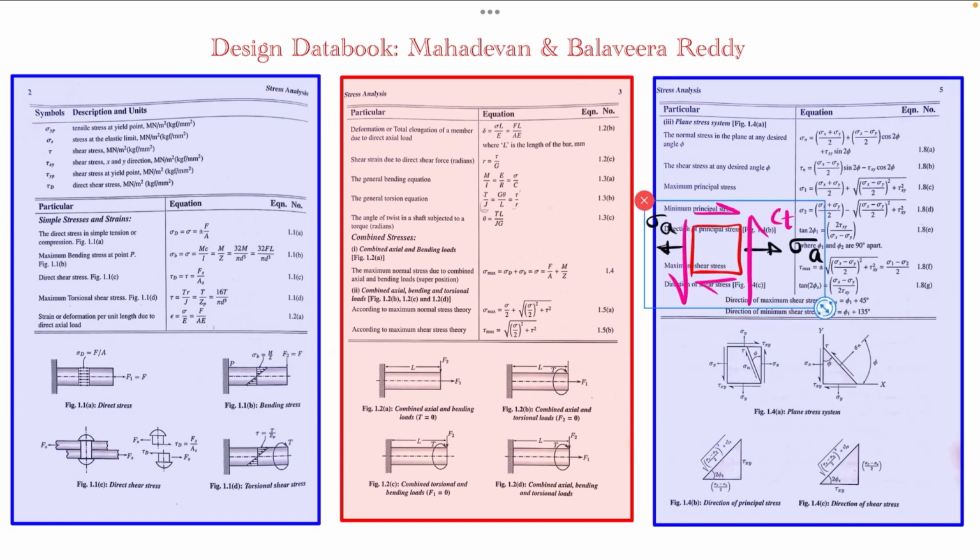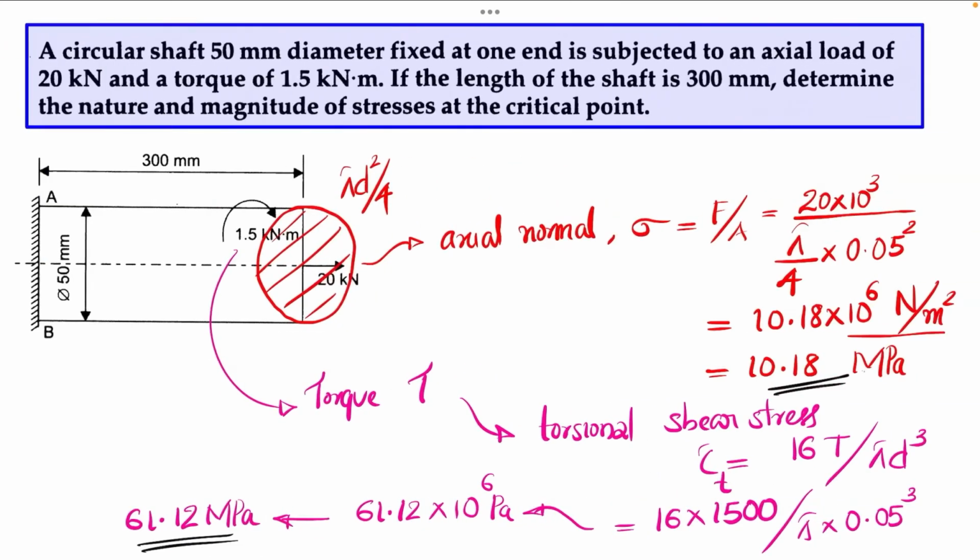So if you compare this one, here we have the sigma x component, which is sigma axial, the tau xy component, which is our tau T, and there is no sigma y, that is there is no normal stress in this direction. So based on this similarity and by using this equation, we can find the principal stresses. The equation for finding the principal stresses is shown on the corresponding page, or I will write it.